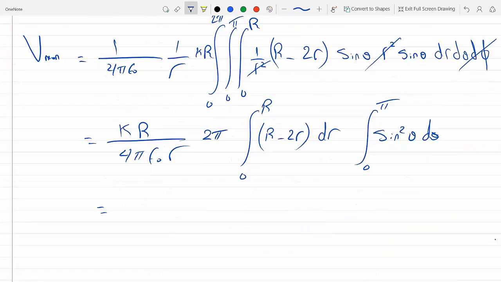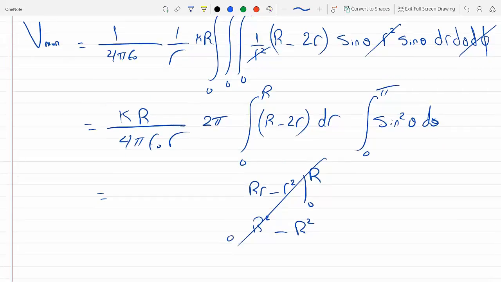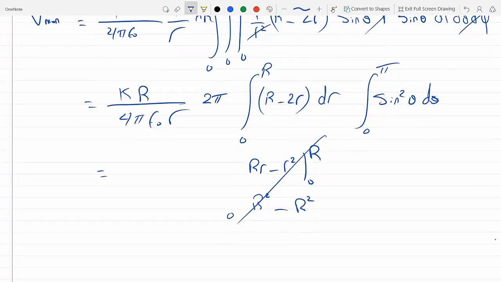Let's see what this guy is. This guy is r minus r squared from 0 to r. This is going to be 0, because you're going to get r squared minus r squared, and 0 makes them 0, so the whole thing goes to 0. It doesn't matter what the rest are. Then V monopole turned out to be 0.